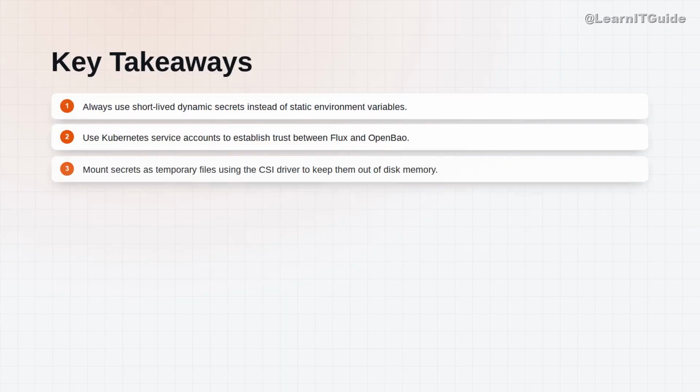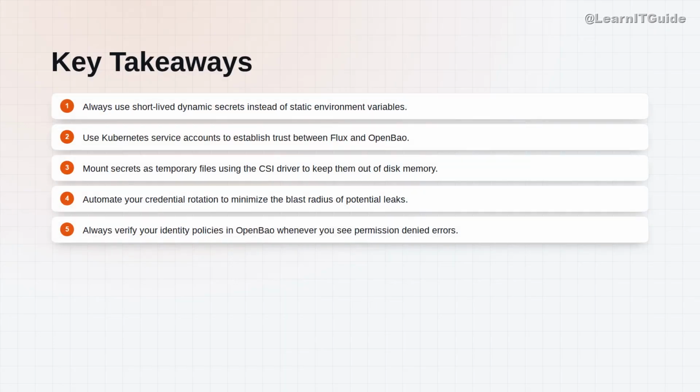So, here are the key takeaways. First, always use short-lived dynamic secrets instead of static environment variables. Second, use Kubernetes service accounts to establish trust between Flux and OpenBao. Third, mount secrets as temporary files using the CSI driver to keep them out of disk memory. Fourth, automate your credential rotation to minimize the blast radius of potential leaks. Finally, always verify your identity policies in OpenBao whenever you see permission denied errors. These steps will make your deployment significantly more secure.